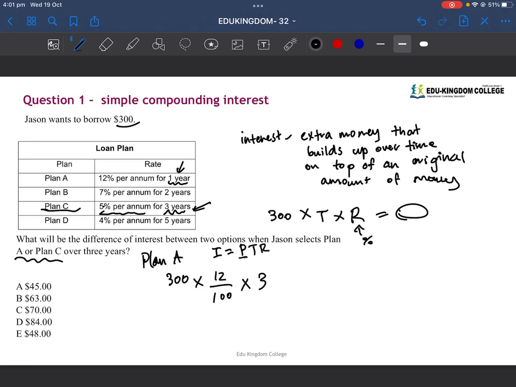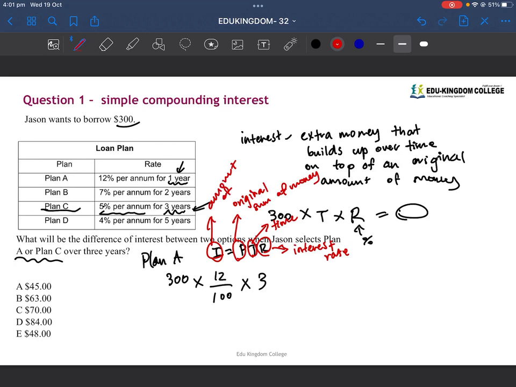Okay, where P is the original sum of money that is on loan or given out. T is the time, and R is obviously the interest rate. And I is the amount of interest. Okay, hopefully this makes it clear.